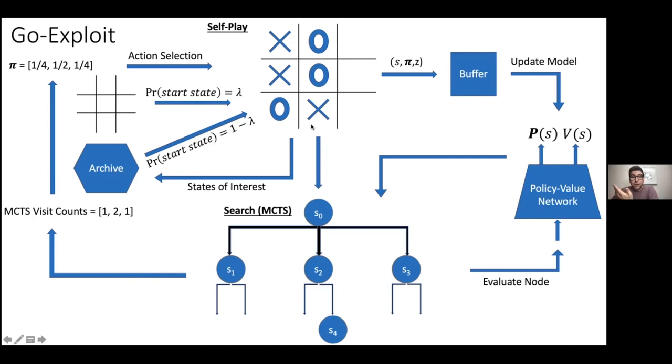And we just chose Connect Four and 9x9 Go because they were small enough that we could conduct experiments in a reasonable amount of time. But I think it would be interesting to try different games with different properties of game trees to see if it does hold. That makes sense.